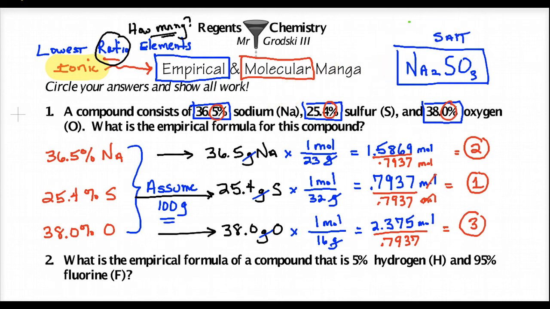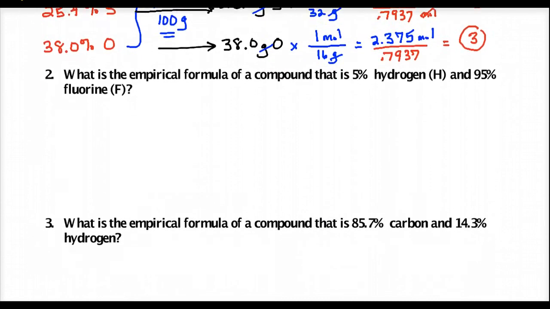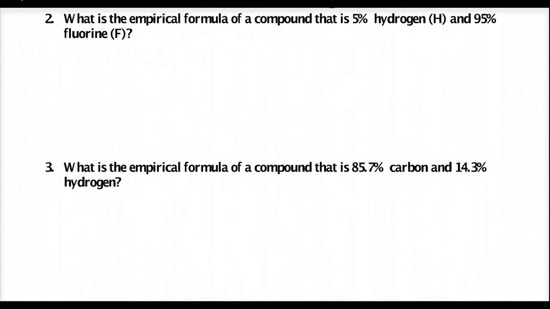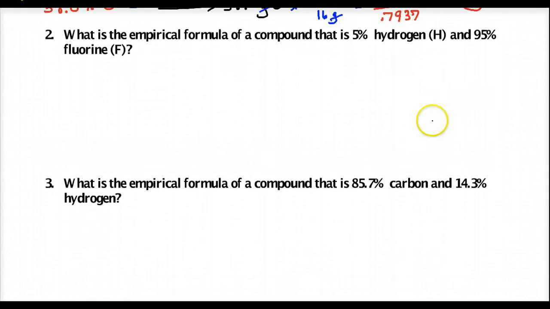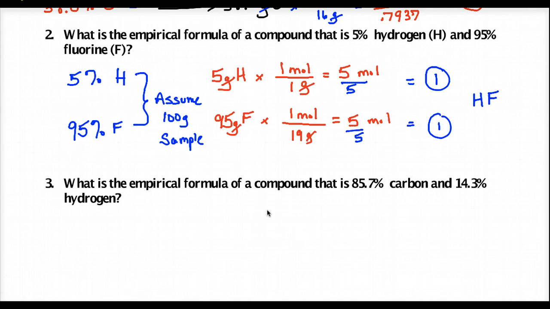Okay, so what I'd like you to do is try number 2 on your own. You're going to pause me right now. And when you pause me, give me a couple seconds and I will show you what I get. So pause me right now, stop me, try number 2. Okay, I'm back. Now, you probably already figured out that it's 1H to 1F.